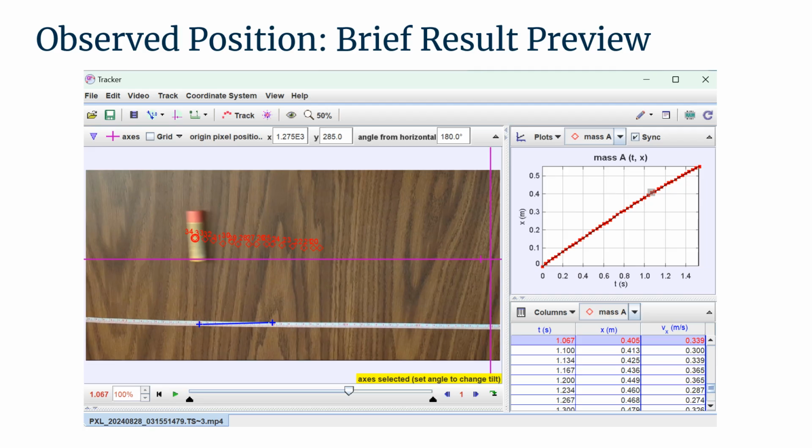Just to go briefly over the results of the observed position, we can see my screenshot from Tracker. So I tracked the chapstick using the center of mass. And as you can see with this curve of the position time graph, the line has pretty much a constant slope. There is a slight curve though, which will be discussed later. However, the constant slope, or for the most part, the constant slope, indicates a constant velocity.